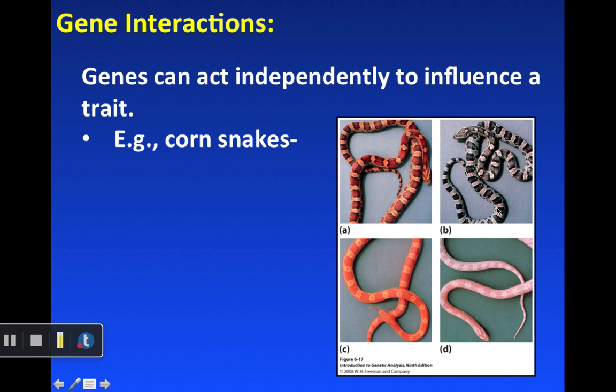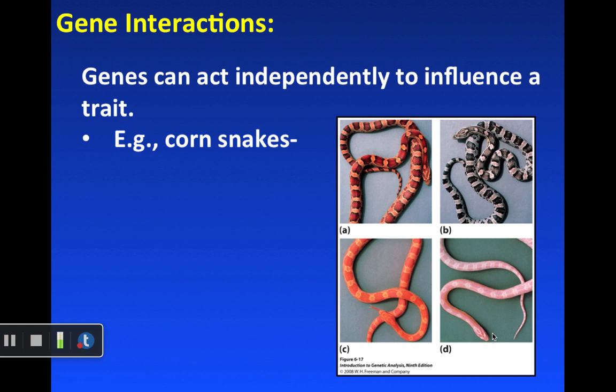Let's say the B gene codes for black pigment. So again, at least one dominant B allele, you'll produce black pigment. If you produce both the dominant O and B alleles, you'll have a camouflage snake. But if you're homozygous recessive for both of those genes, then you'll have an albino.